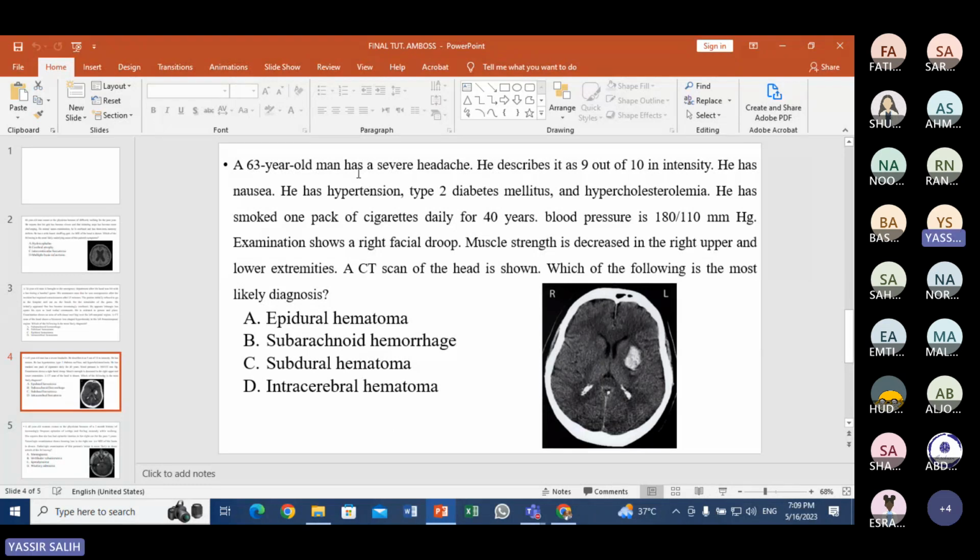Severe headache is described as 9 to 10 intensity, where 10 is the maximum, and that is also considered severe headache, associated with nausea. The patient has risk factors: hypertension, diabetes, hypercholesterolemia, smoking, high blood pressure. The patient's muscle strength decreased, meaning weakness happened: hemiparesis or hemiplegia and weakness.